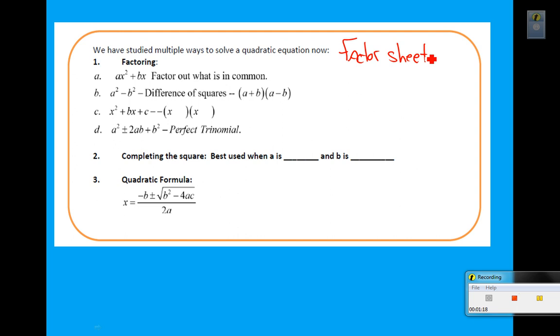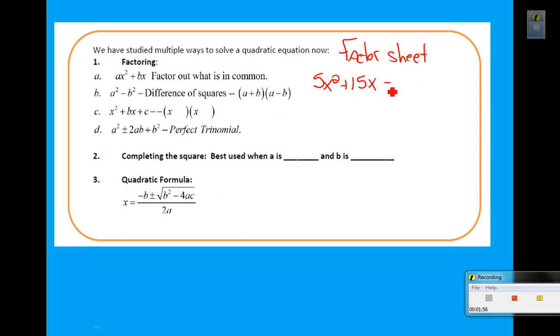Because if you could use that flow chart on the first four methods, which I'm going to review with you real fast, that's the way you want to factor. Our next option is going to be completing the square, and then the last but not least will be the quadratic formula. So let me just review the factoring types with you super fast. ax squared plus bx, that means there's something in common. An example of that would be 5x squared plus 15x.